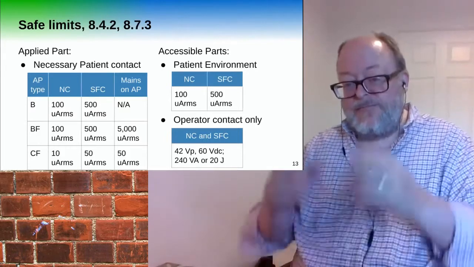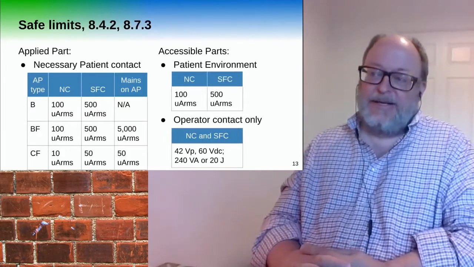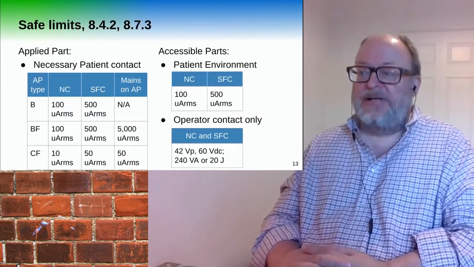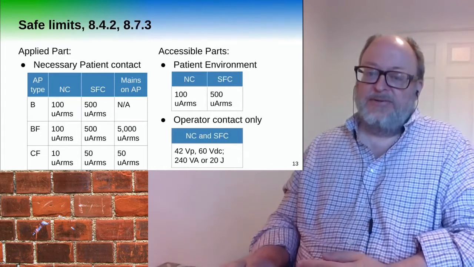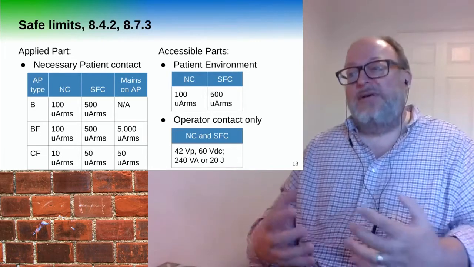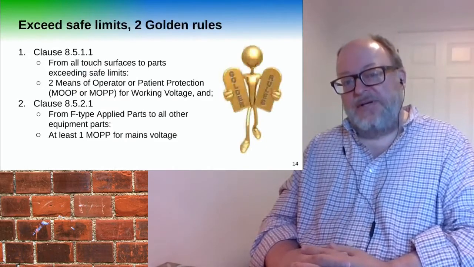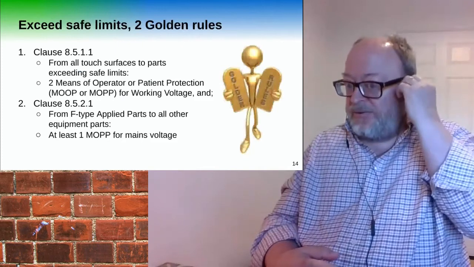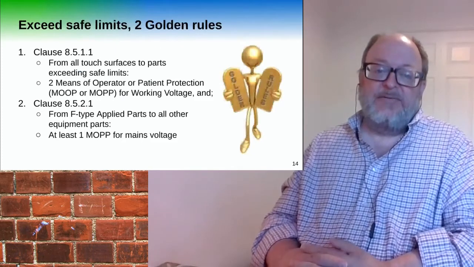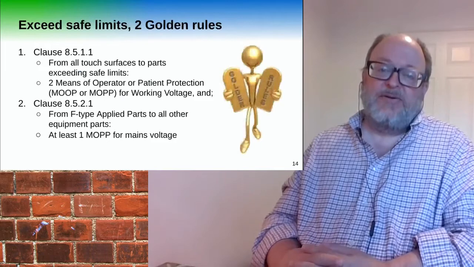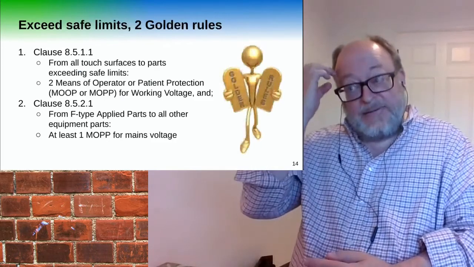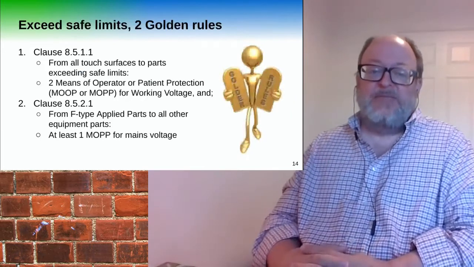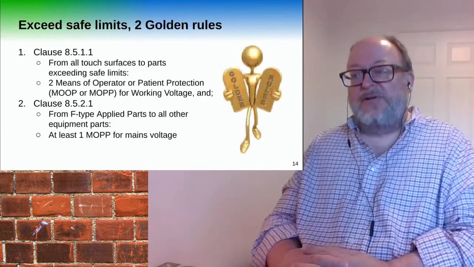That would have to be true in normal and single fault. So effectively, that's your two means from higher voltages. That would need to be limited to 240 VA or 20 joules. So if we're going to exceed those safe limits, and often we would, if we're going to do anything useful with our electrical energy, there's two golden rules. Rule 1, 8.5.1, from all touch surfaces to parts that exceed those limits, let's have two means of operator or patient protection, MOOP or MOPP, for the working voltage.